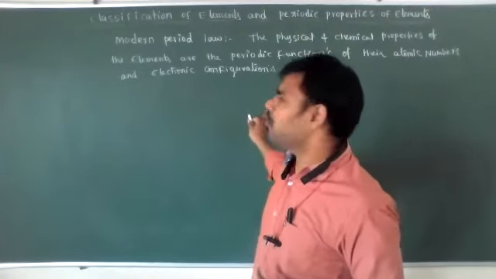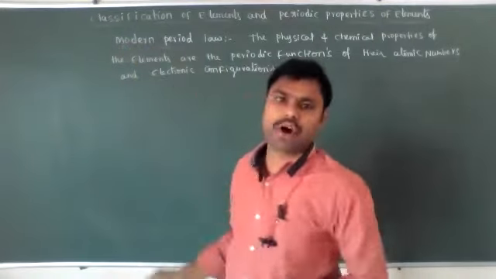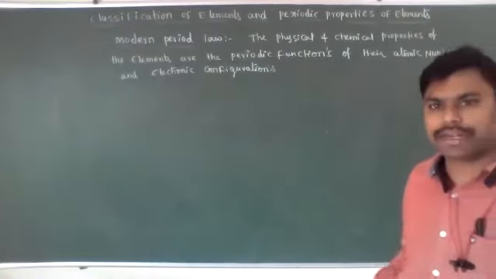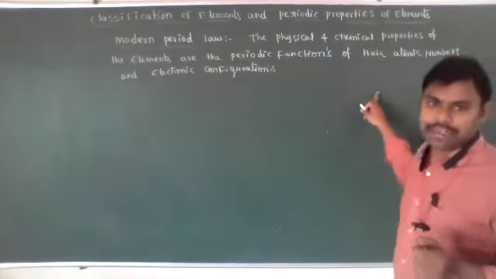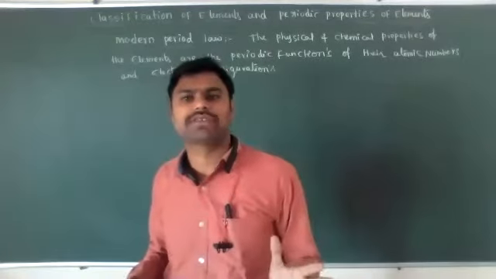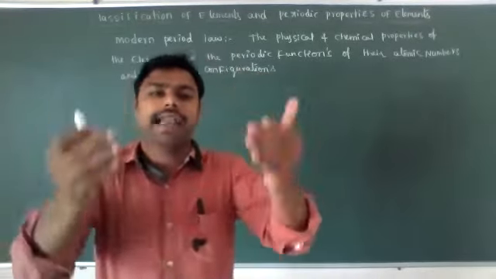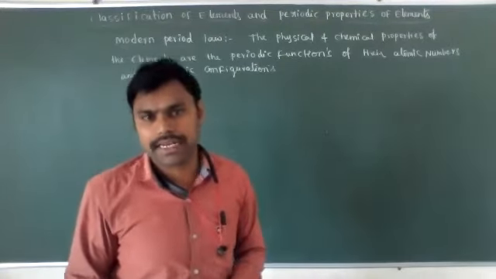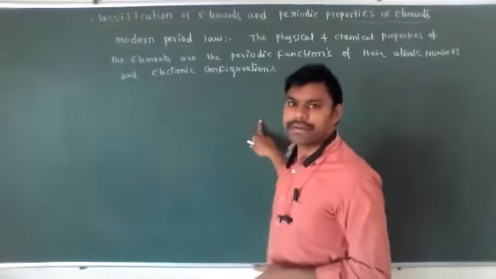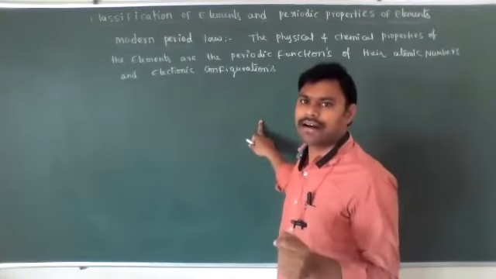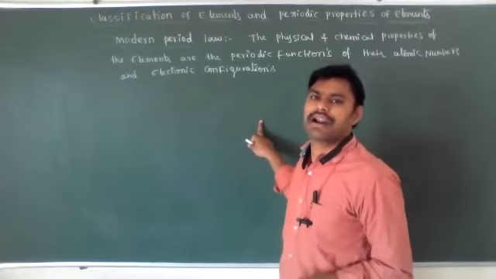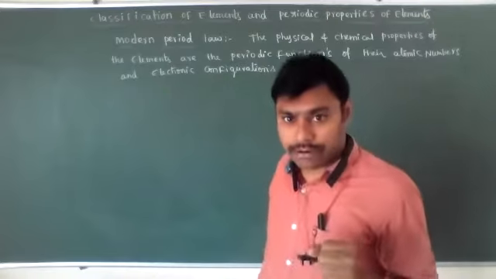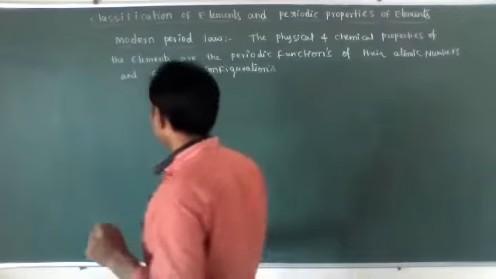Now, what is the periodic law we are using? That is the modern periodic law. What is the modern periodic law? The physical and chemical properties of the elements are the periodic functions of their atomic numbers as well as electronic configurations. So both are considered. This is known as the modern periodic law. The modern periodic table is also called the long form periodic table, proposed by Niels Bohr.